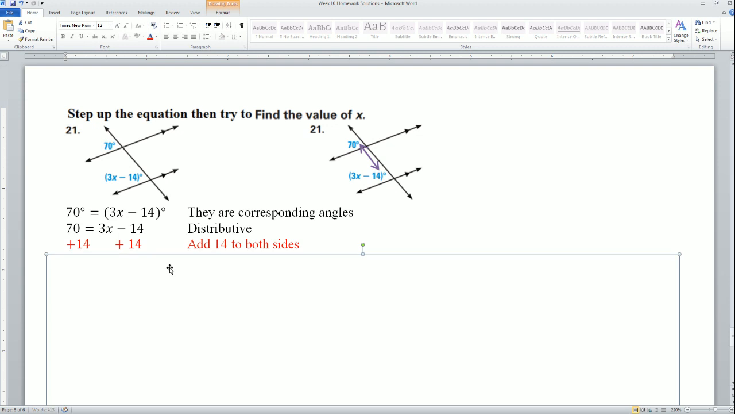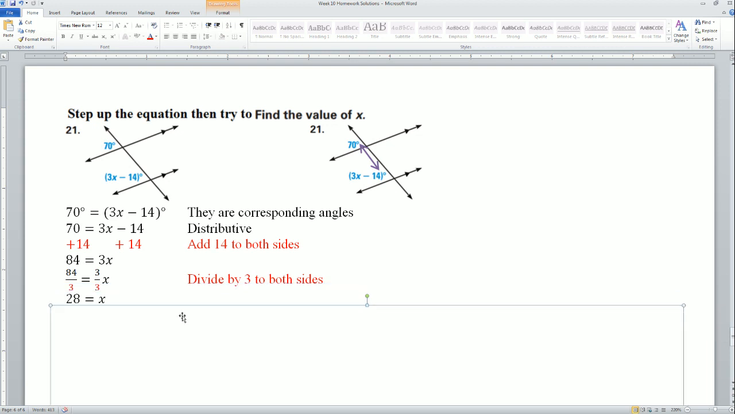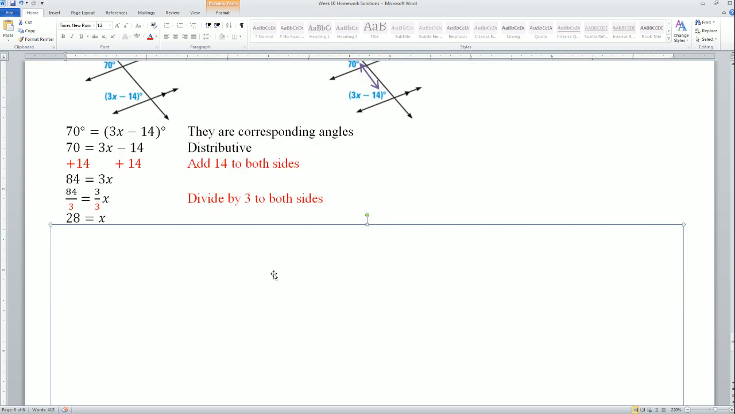Let's do some algebra. Add 14 to both sides. You get 84 equals 3x. Divide 3 to both sides. Now you get 28 equals x. So x equals 28. Remember, setting up the equation is the important part. There's supposed to be a geometric reason for why you're allowed to set up that equation.